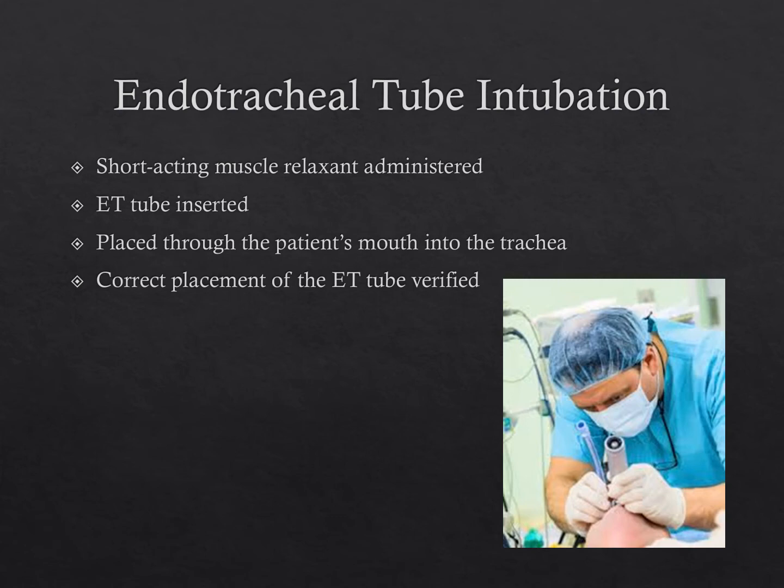Endotracheal intubation, this is going to be when they'll use a short-acting muscle relaxant. They'll give that to the patient, wait for it to take effect, and then they'll insert the endotracheal tube. It is placed through the patient's mouth into the trachea, and then they're going to verify that the placement of the tube is correct. They might use auscultation of bilateral breath sounds with a stethoscope, and they also will look at measurement of exhaled carbon dioxide.